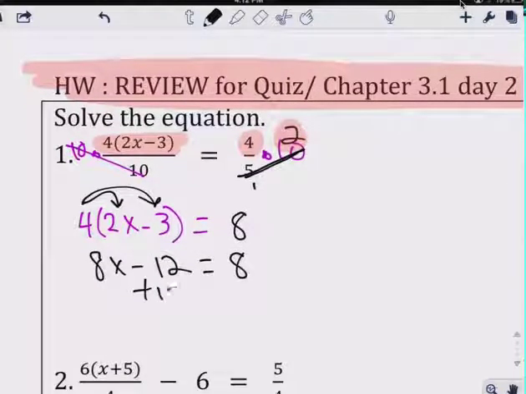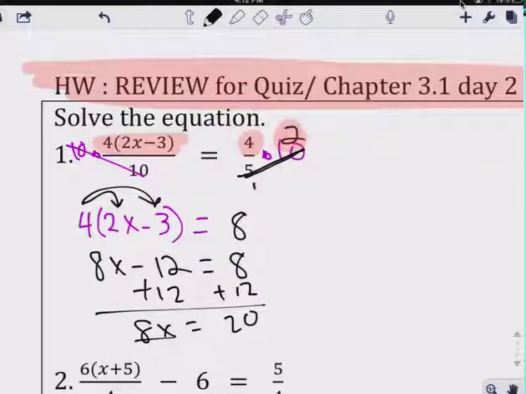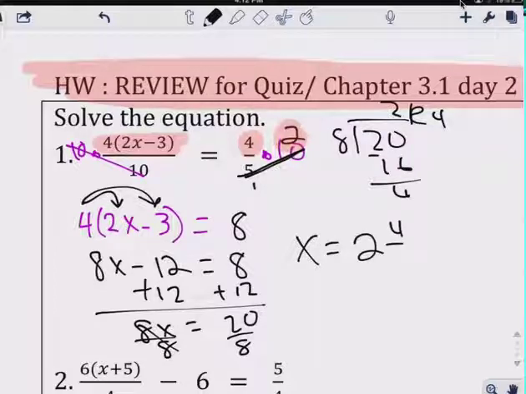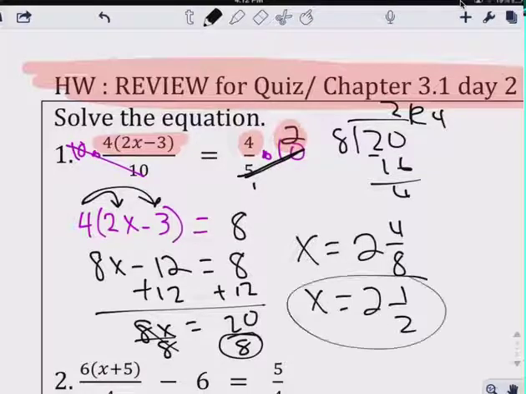Add 12, you get 8x equals 20. Divide by 8. x equals 20 divided by 8, 2 times 16, remainder 4. So your answer is 2, remainder 4 over this denominator of 8. That leaves you 2 and 1/2. Reduce.